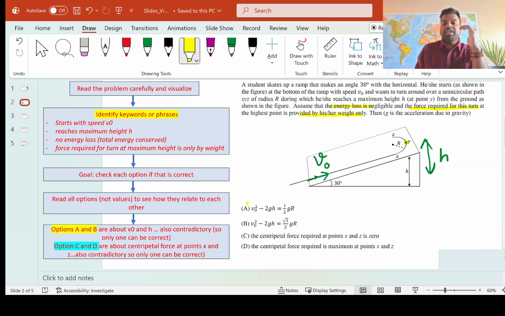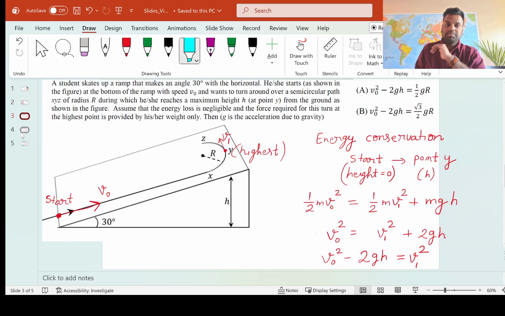Now the goal is to check each option if that is correct. But before we jump into solving, we should read the options and see if there is a relation among those. So options A and B are about the relationship between v0 and h. And they are contradictory, so only one of them can be correct. Then options C and D are about centripetal force at points X and Z. And they are also contradictory, so only one of them can be correct. Now let us look at options A and B.